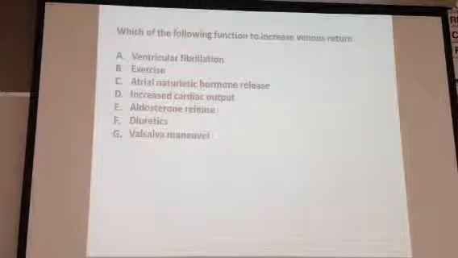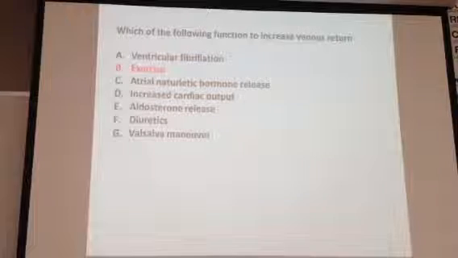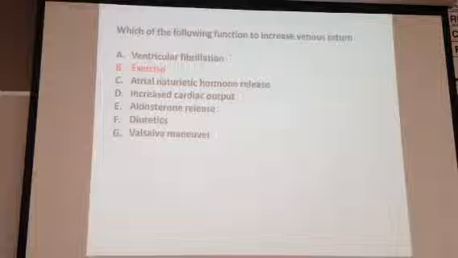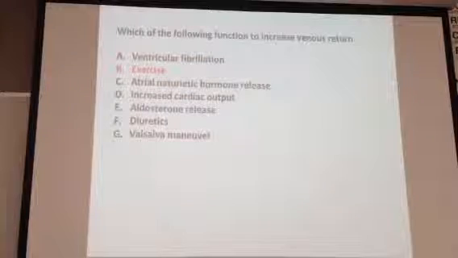Atrial natriuretic hormone release. We learned that yesterday. We heard about it. Slow it down. So it's going to increase urine output or decrease urine output? Increase. Does it reabsorb the sodium or not reabsorb sodium? It doesn't reabsorb the sodium. So the water goes out with the urine. So blood volume is decreased. So venous return is decreased.